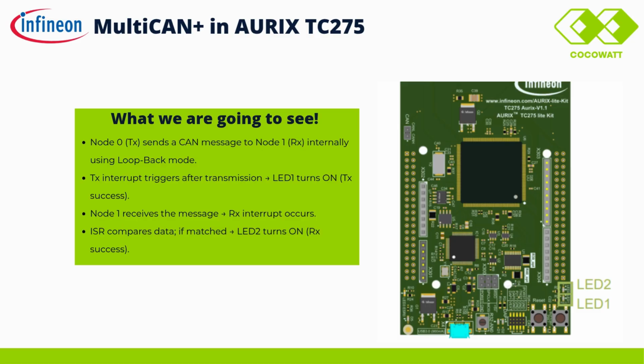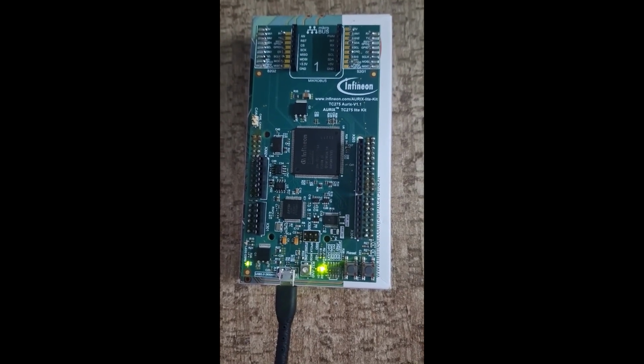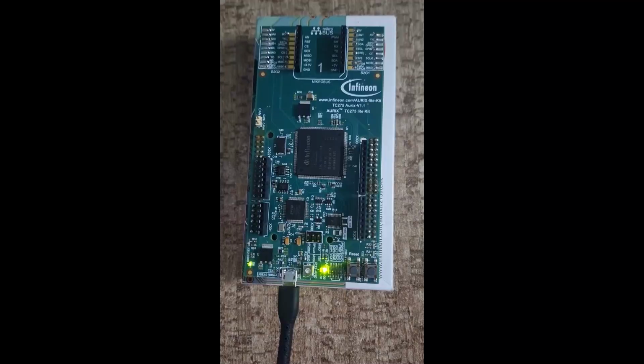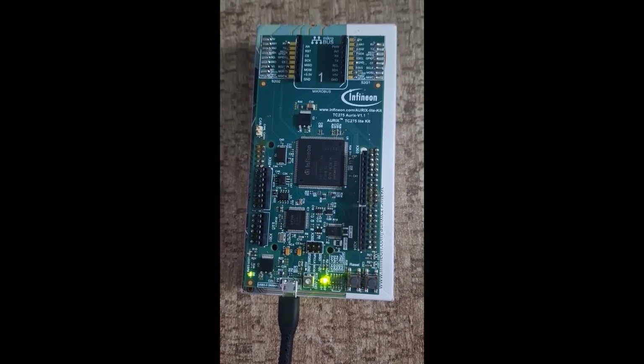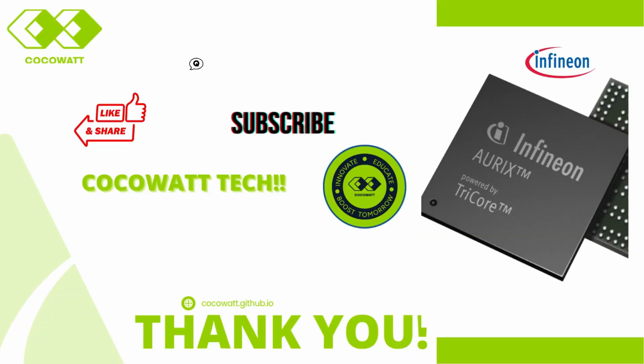Now here is the sequence of what we are doing exactly. Once node 0 sends a message, a TX interrupt is triggered, which results in LED 1 lighting up. This signals a successful transmission. Let us see how this works. You can see the LED is blinking. So this is a successful transmission.